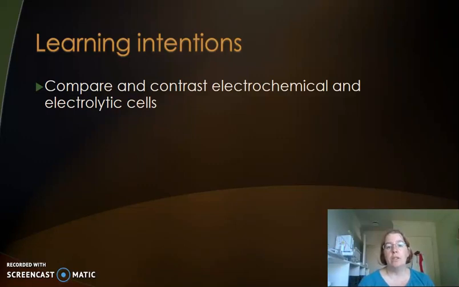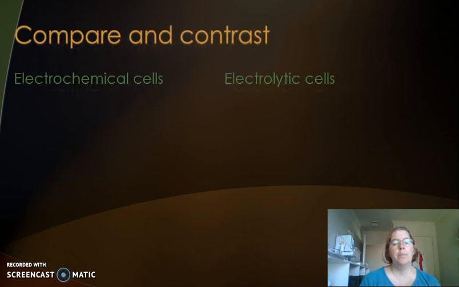Girls, today we're going to go through the final part of this topic, where we're going to look at comparing and contrasting electrochemical and electrolytic cells, and I'm going to briefly go over the requirements for this assessment. So what do you actually need to know and what do you need to be able to do? So first off, the compare and contrast.